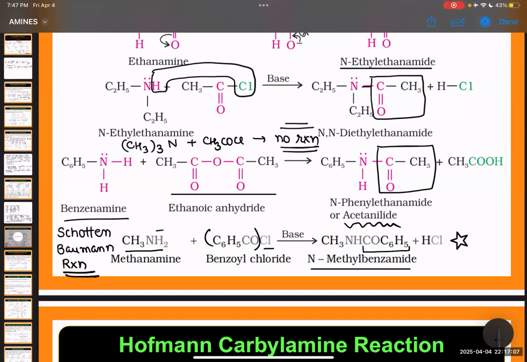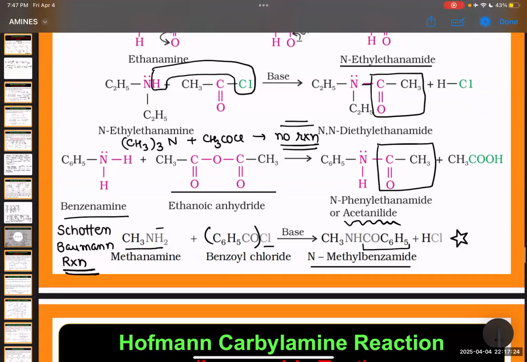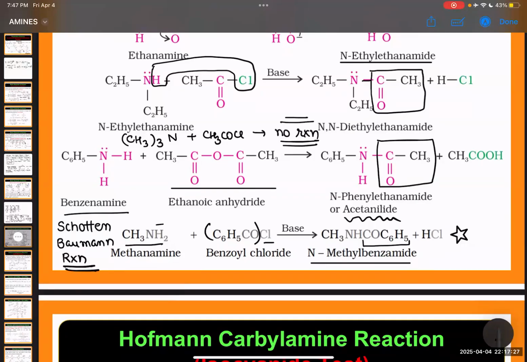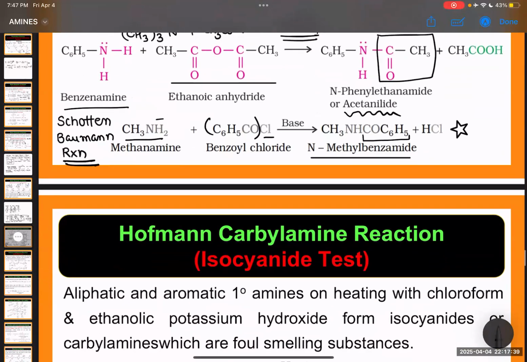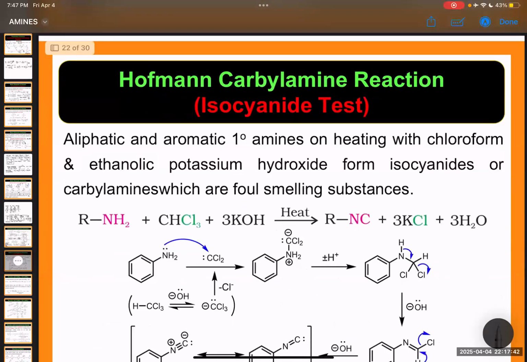The answer is simply no reaction. So what is one basic thing which is missing here, and that has not let the tertiary amine participate in acetylation or benzoylation? What is missing? The hydrogen atom. Exactly. So tertiary amine cannot undergo acetylation or benzoylation reaction. Primary and secondary amines can. Okay. So this is one of the reactions.